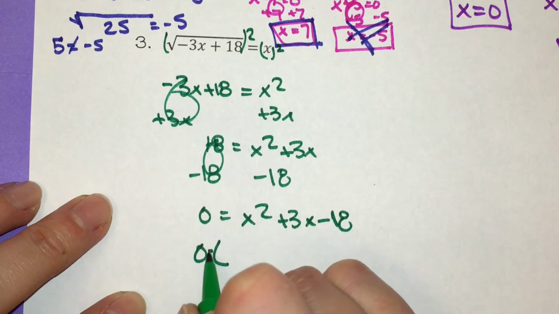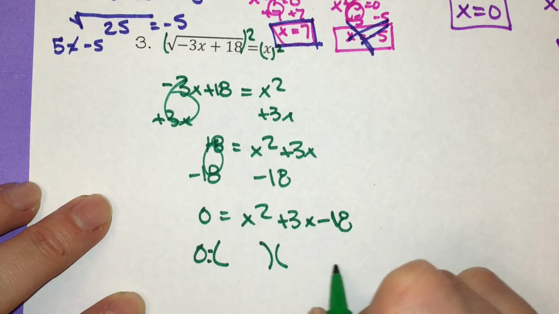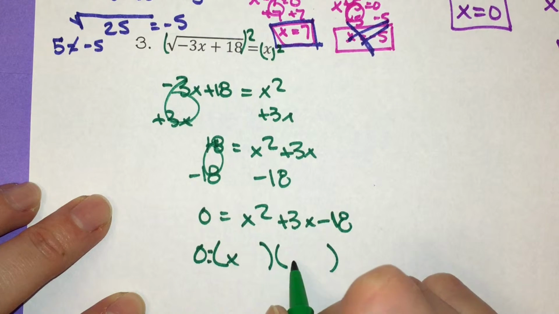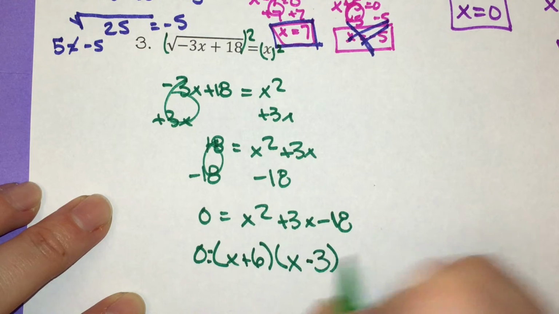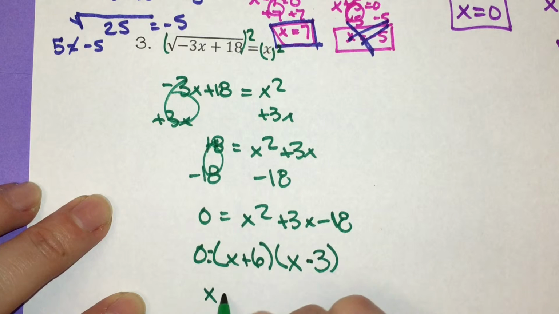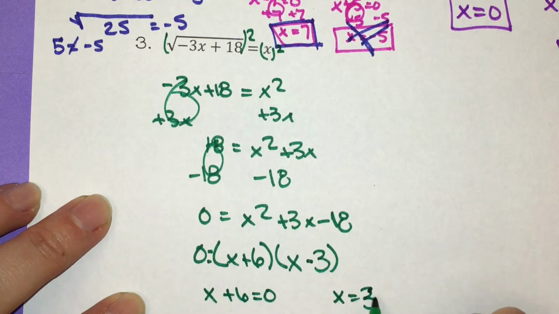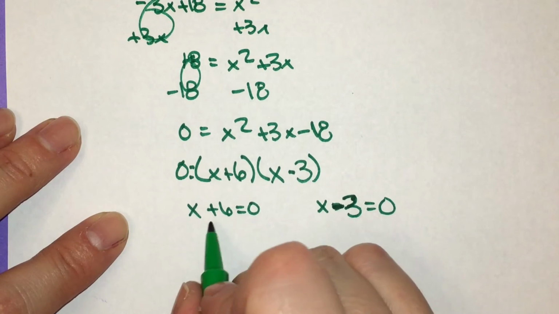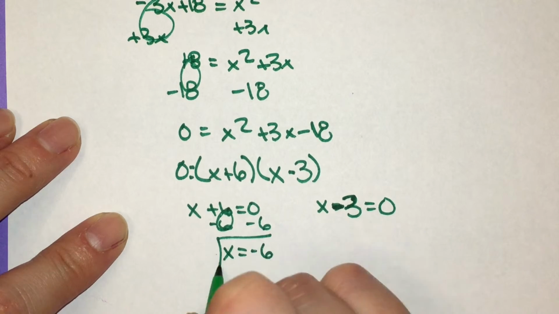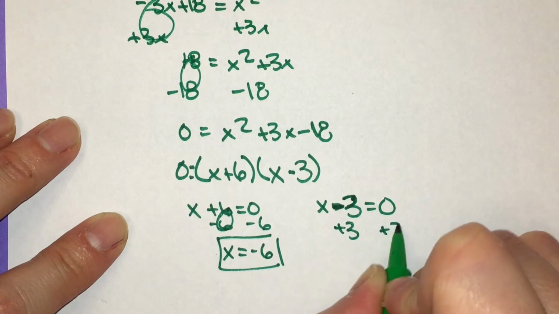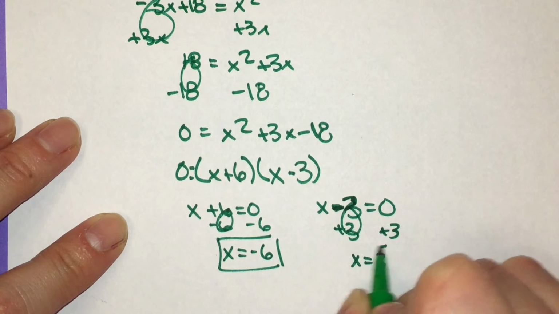And to factor this, let's see, x plus 6 and x minus 3. So x plus 6 equals 0 and x minus 3 equals 0. Subtract 6 on both sides to get x equals negative 6. Add 3 to both sides to get x equals 3.